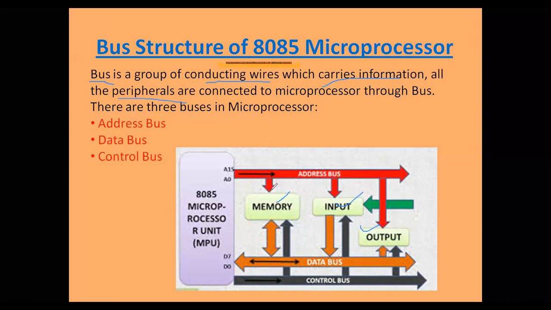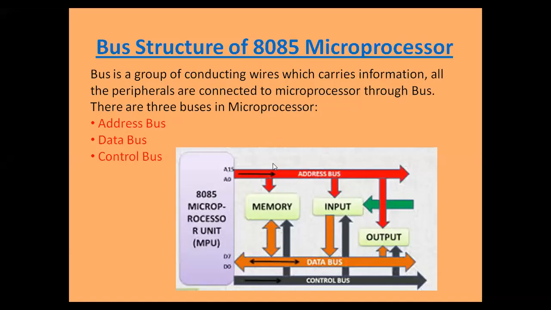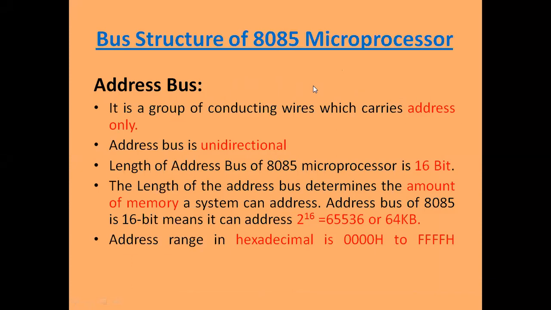So we will learn all the buses based on the 8085 microprocessor. We have three types of buses: address bus, data bus and control bus. We have already done a little bit in 11th standard about the system buses. Now we will study all these basic buses based on the 8085 microprocessor, right? Next is the address bus.